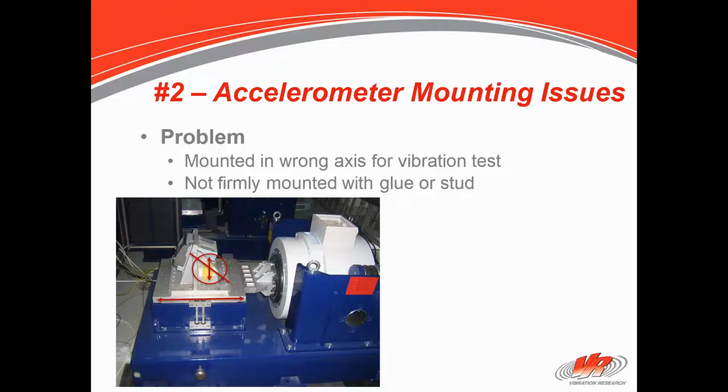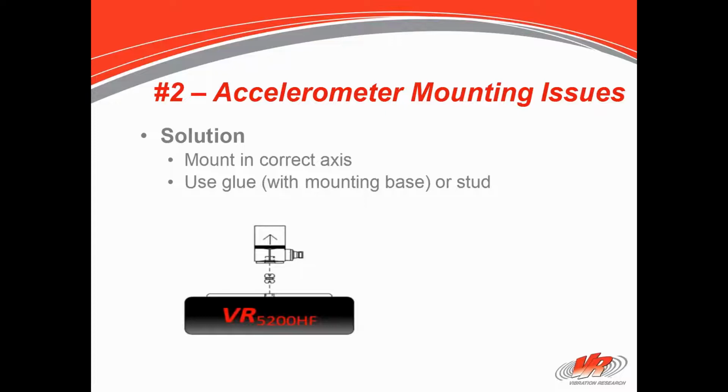Of course you can buy tri-axis, 3-axis accelerometers which give you readings on X, Y, and Z. Another problem is that the glue or stud is not holding it properly, or wax is used to hold it down. So the solution to these problems would be to mount it in the correct axis as mentioned, and use glue with a mounting base or a stud. A stud is always the best way to mount an accelerometer because it will mechanically tie it directly to the system. But super glue works really well also. It makes a connection that is either working or it's not working, so it's not really an in-between thing.